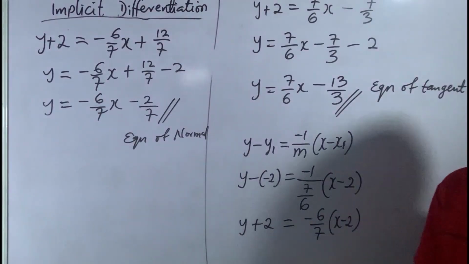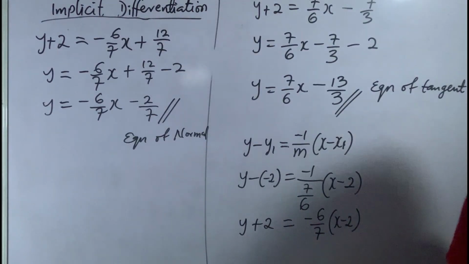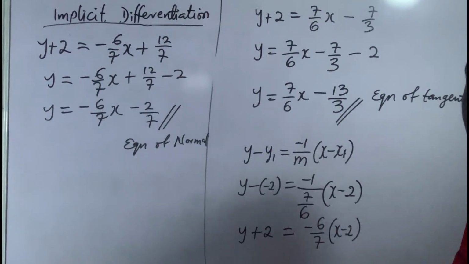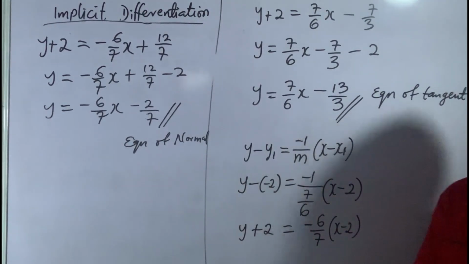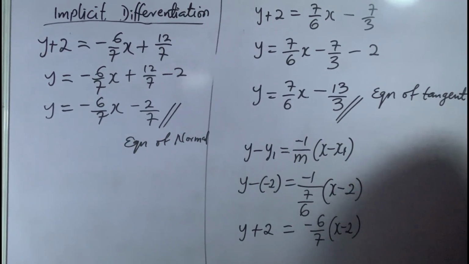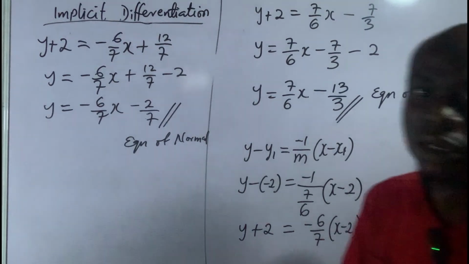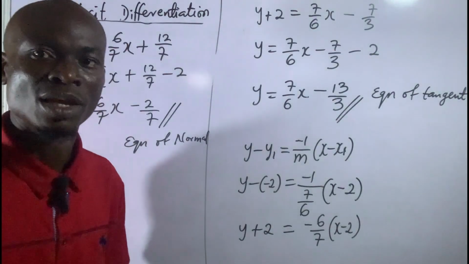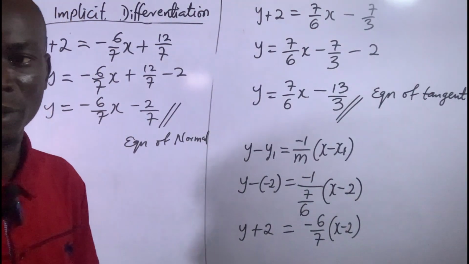So that's the application of implicit function, and you can take your time to go through the two examples I have solved and see how you can work around it. If you have any challenge, as usual, go to the comment section and put it there. I'll be able to reply.